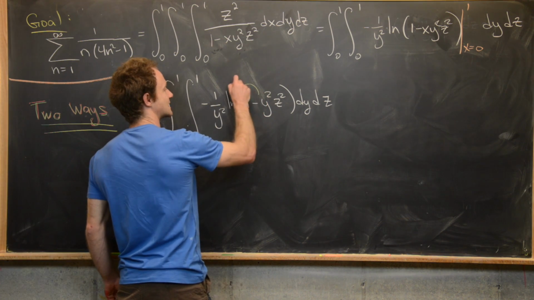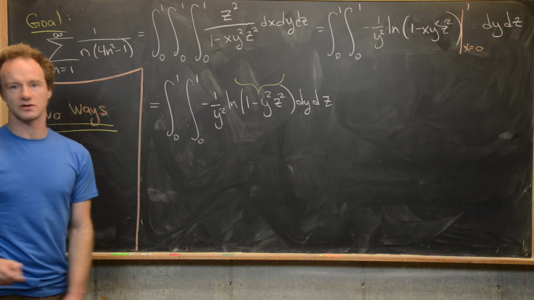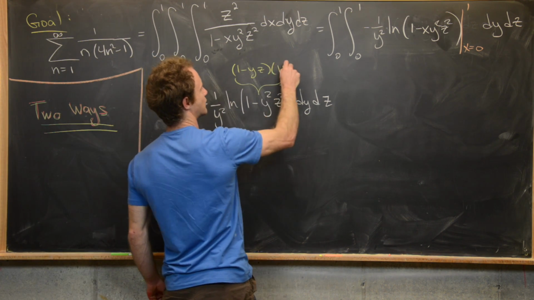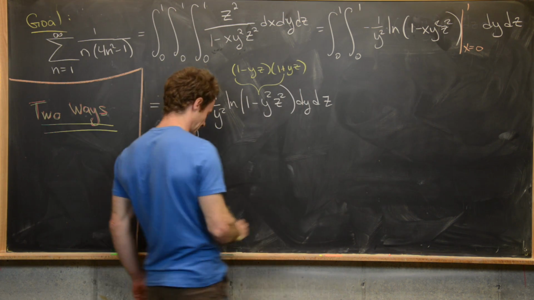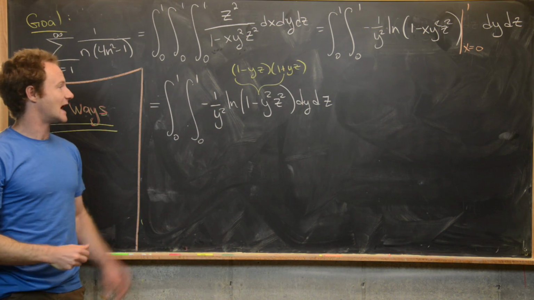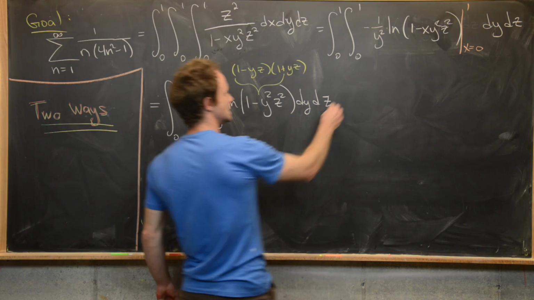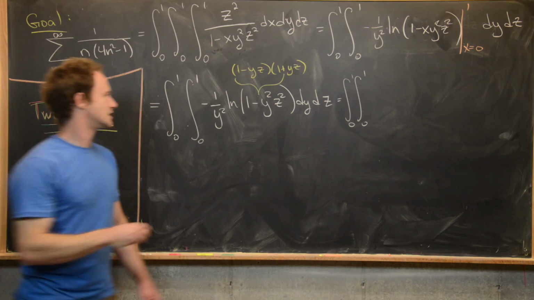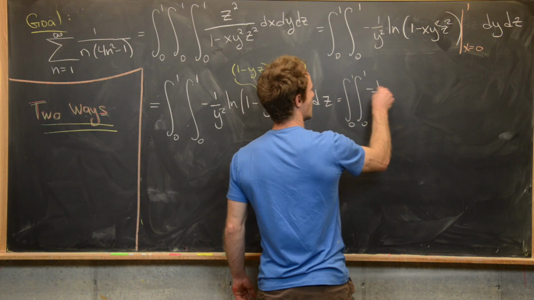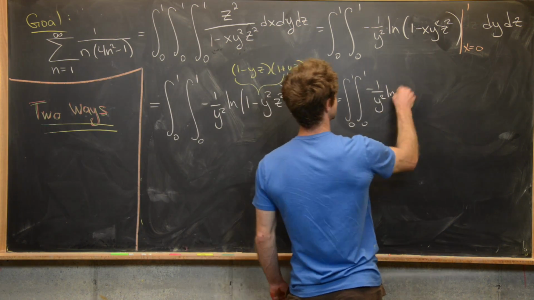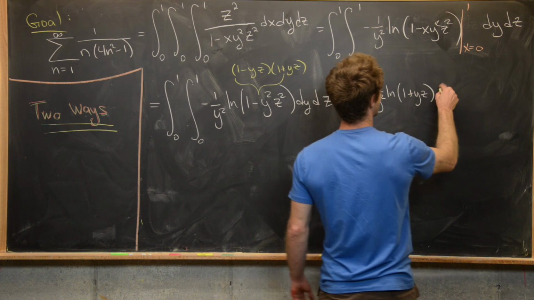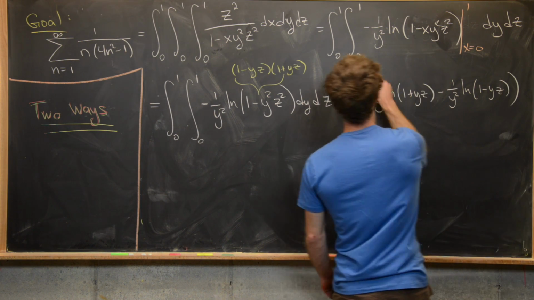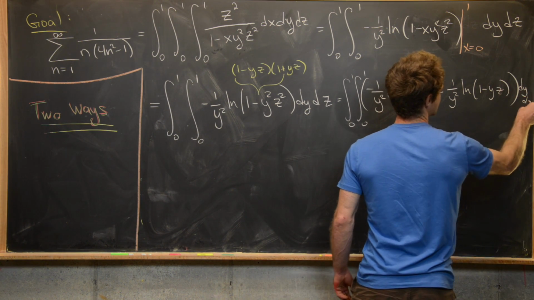So I'm going to use the fact that this argument of the natural log is a difference of squares, so I can factor it like 1 minus yz times 1 plus yz. And then on top of that, I can use logarithm rules to split that up. So I've still got this double integral on the outside, 0, 1, 0, 1. And then I have negative 1 over y squared times the natural log of 1 plus yz minus 1 over y squared, natural log of 1 minus yz. Good, and then I'm doing dy, dz in that order.